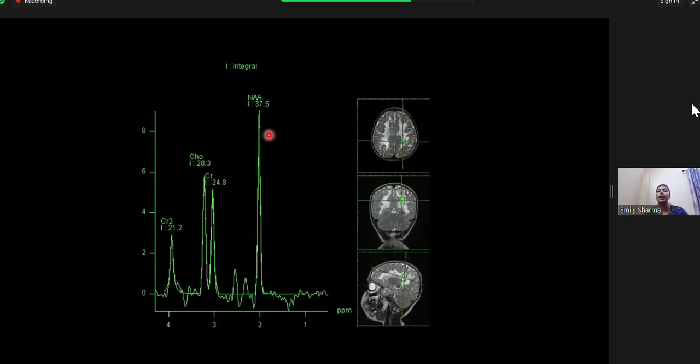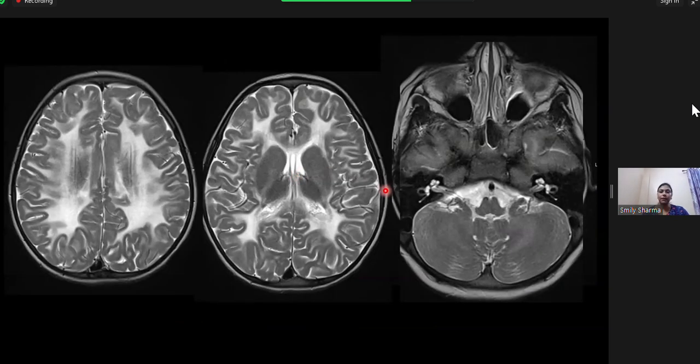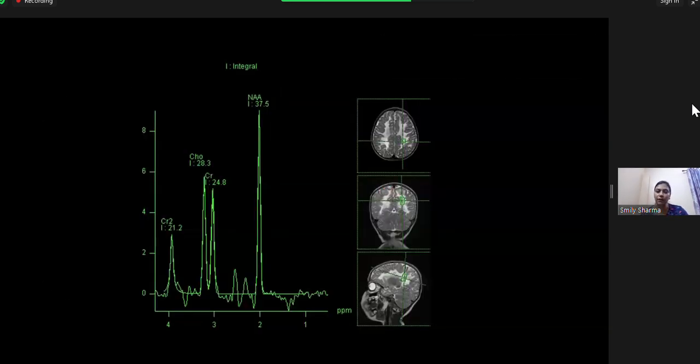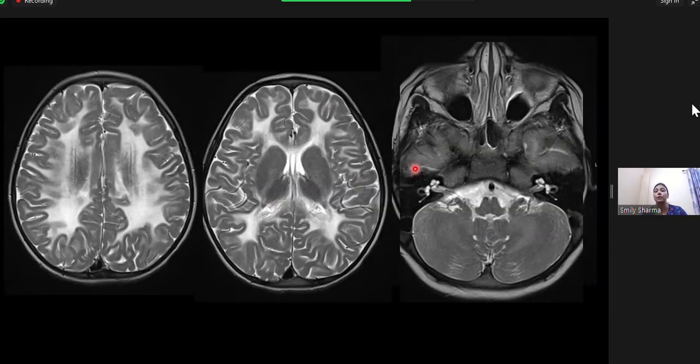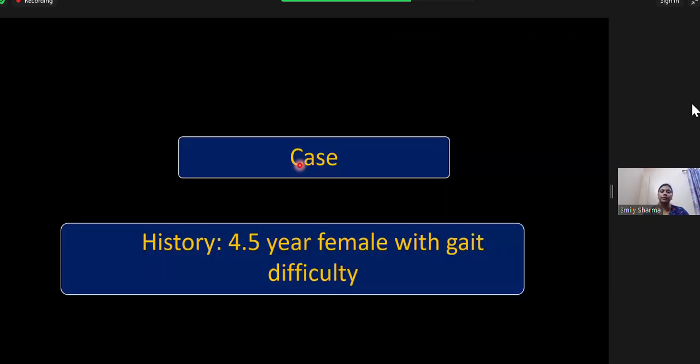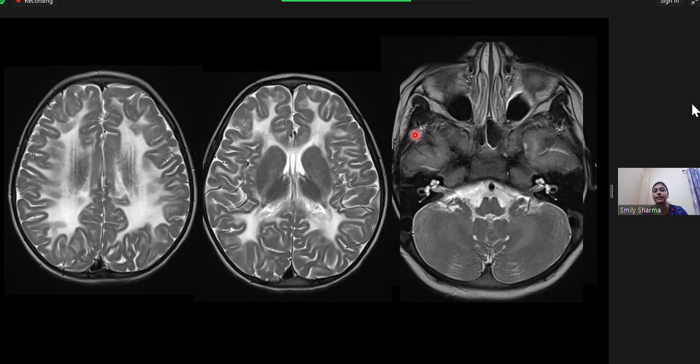So here we see, as compared to that case where a tall NAA peak was there, as compared to the other metabolites which were very small, here we see NAA peak is there, but the other metabolites are not very reduced as compared to the NAA peak. That NAA peak is not overshadowing the others. So Salla disease can be one of the differentials, although I have not given the corpus callosum here. Usually in Salla disease, the corpus callosum is almost always very thinned out. And apart from that, Salla disease is a hypomyelinating leukodystrophy rather than demyelinating.